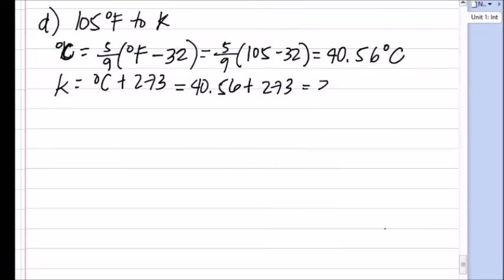So, this is just an approximate lang naman, yung sa Kelvin. And then, proceed tayo, letter E.